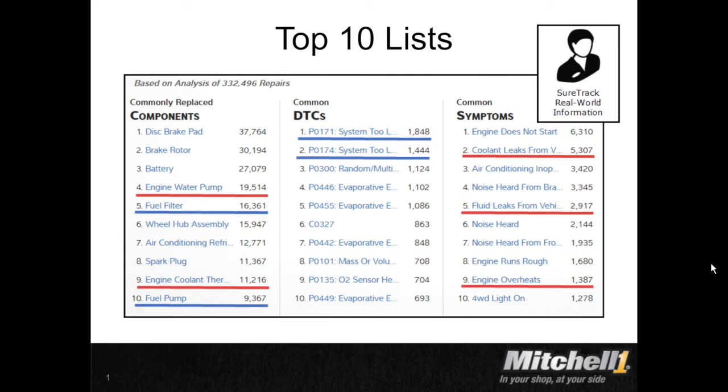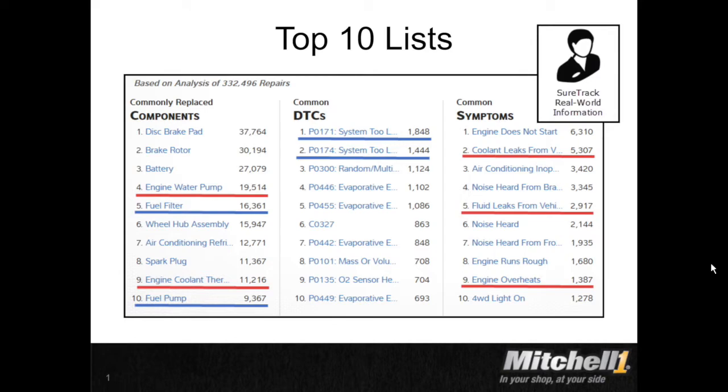Or maybe you want to focus on what I have underlined in blue. You can see the fuel filter and fuel pump under common components, and under common DTCs you see the P0171 and P0174, and those all have to do with the fuel system. So maybe something the technician can do once the vehicle's in the bay is check out the fuel system and give it an inspection to see if there's anything wrong with it. Again, these are just applications that you can use, using real-world information from real aftermarket repair orders to see if there are some common issues with the vehicle that could help you with this diagnosis.